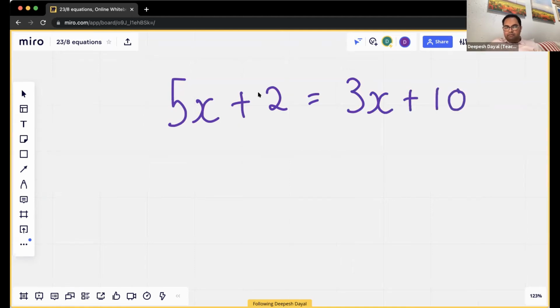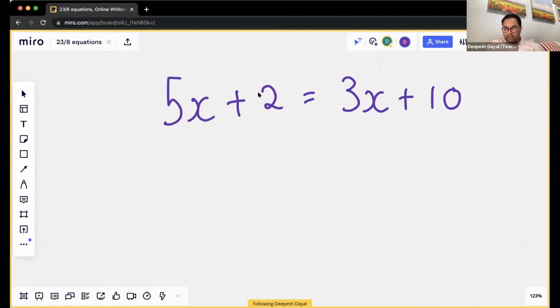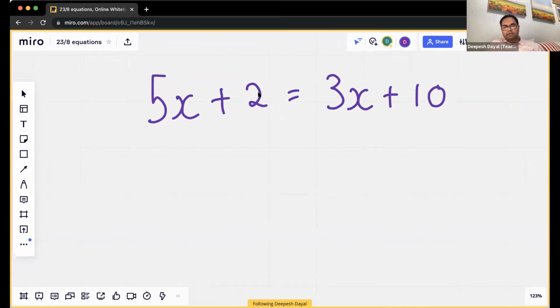Let's try this one, but you must use the correct methods, right? Don't just guess the answer. You must use algebra. You have to take things over from one side to the next and solve it. So try this one and let me know what answer you get.